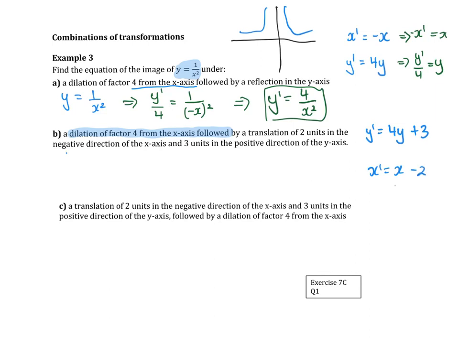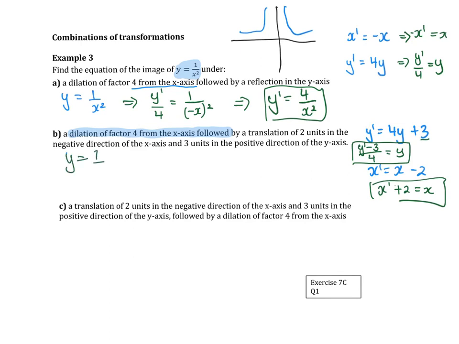So, rearranging this one, you'd move the 3 first. So, you'd have y dash minus 3. Then you'd move the 4, which would divide everything, equals y. Okay, so there's that little guy there. And the x dash will be plus 2 equals x. So there's that. And I'm going to go pop it into the original equation.